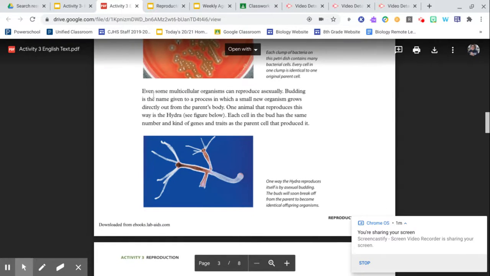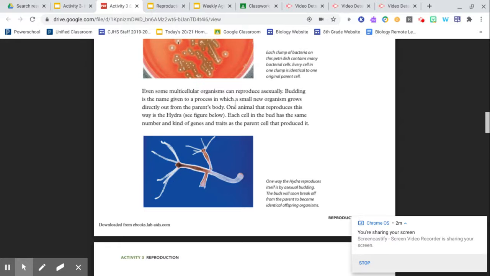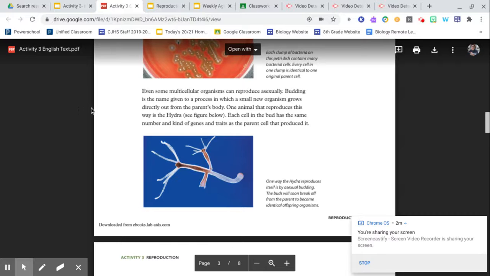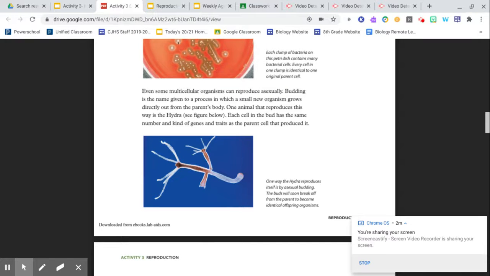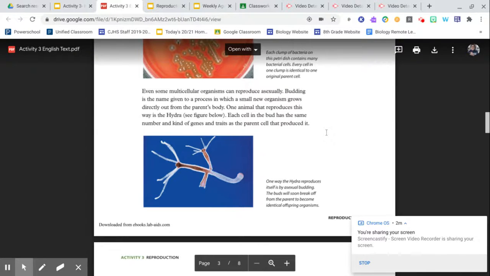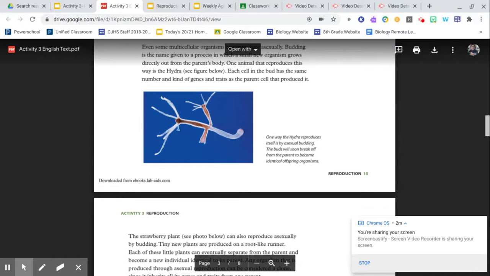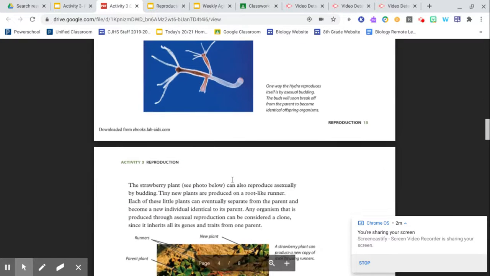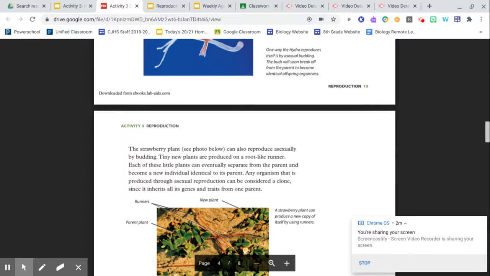Even some multicellular organisms can reproduce asexually. Budding is the name given to a process in which a small new organism grows directly out from the parent's body. One animal that reproduces this way is the hydra. See figure below. You can see it budding right here. Each cell in the bud has the same number and kind of genes and traits as the parent cells that produced it. So here's one hydra, and you can see another one forming off. It is identical. It will eventually branch off.